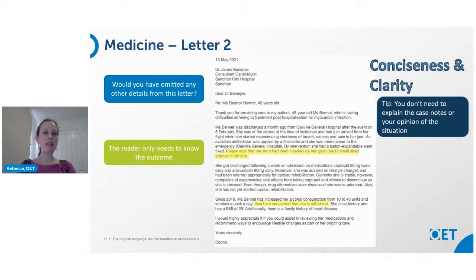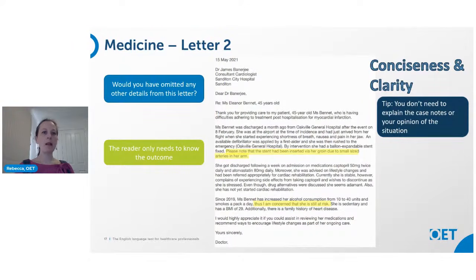My tip for that specifically, again for conciseness and clarity, is to remember that you don't need to explain the case notes or give your opinion of the situation. The facts are sufficient to show the patient has cardiac risk factors, so you don't need to add your sentence, this example on the screen, to explain that. You're only being asked to communicate the details in the case notes, not explain or justify anything that you are communicating.